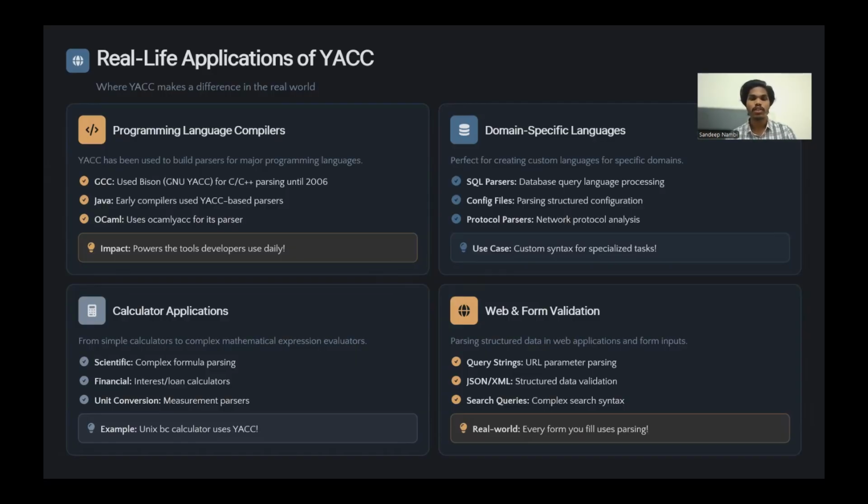And the last one is web and form validation. The parser is used for structured data in web applications and form inputs. And URL parameter parsing, JSON and XML parameters, and complex search query parsing all use parsing techniques similar to what YACC provides. These are the various real-life applications based on YACC parsing.